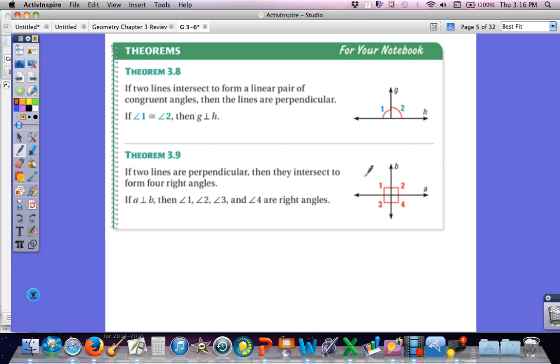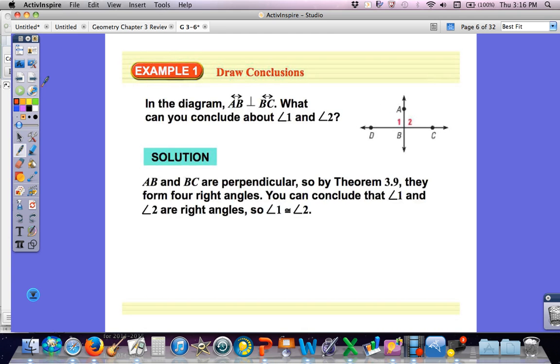Theorem 3.9: if two perpendicular lines intersect, they form 4 right angles. And they ask you to go ahead and draw some conclusions. What can you conclude about angle 1 and angle 2? Well, you can conclude that they are both right angles. You can also conclude that they are congruent. That's the right angle congruence theorem from, I believe, chapter 2.